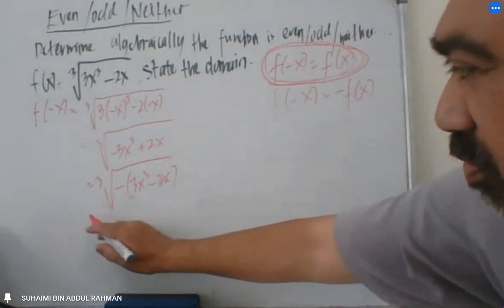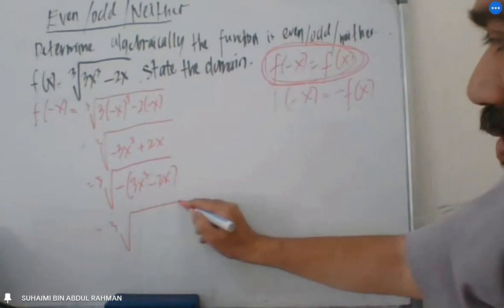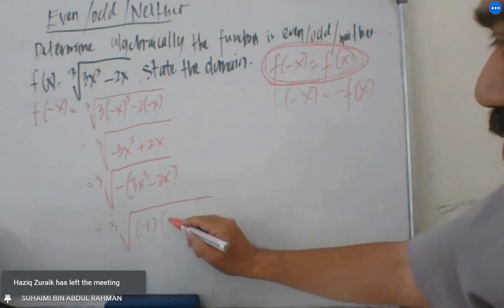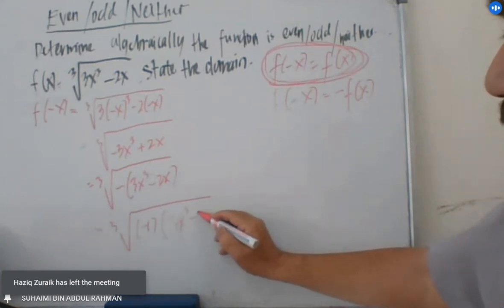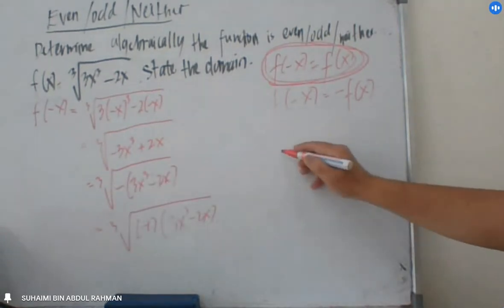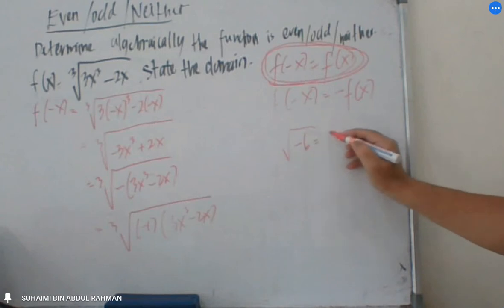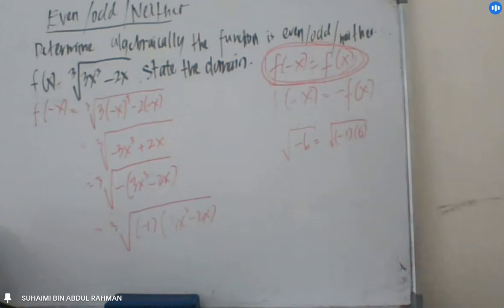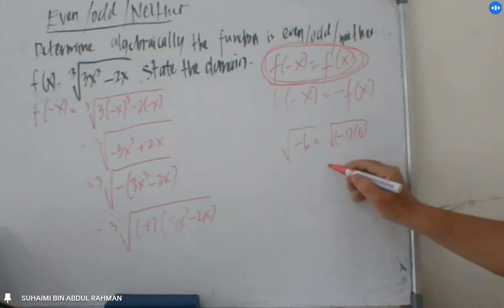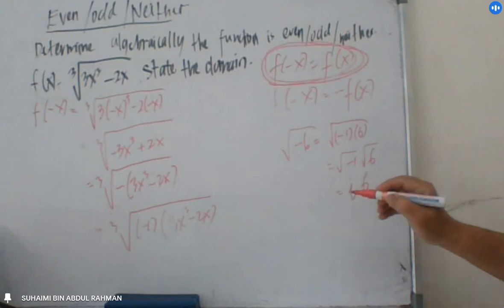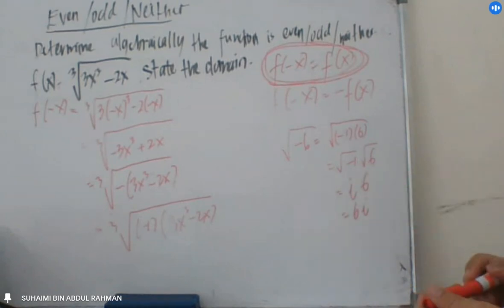Cube root of, here we change into minus 1 times 3x to the power of 3 minus 2x. This is minus 1. Similarly, when we study this, minus 6 is minus 1 times 6, right? Remember when we study complex numbers, this is square root of minus 1 times square root of 6. This is i6 or 6i. That's when we talk about complex numbers.